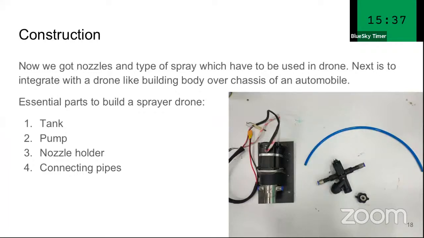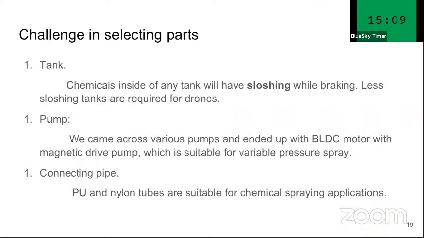So you have a drone chassis, and on the drone chassis we have to mount these sprays, and it could be either using a boom and spray nozzles, or it could be those underprop nozzles. In addition to those nozzles, you need to have a tank, you need to have a pump, you need to have a nozzle holder, and you have to have connecting pipes. And these are, again, mostly commercially available. We will have to pay attention to the tank structure a bit, because what are the challenges here?